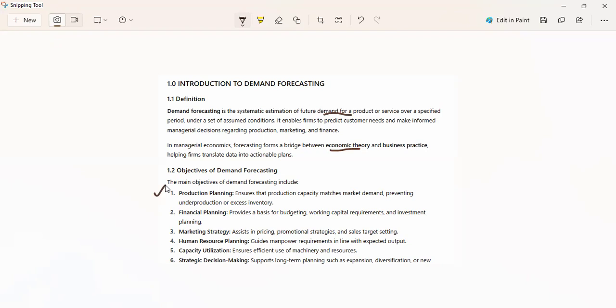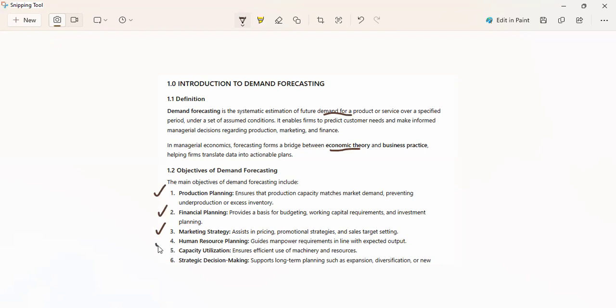So the objectives of demand forecasting are, number one, for production and planning, it ensures that production capacity matches the market demand and prevents under or overproduction. It is also used for financial planning. It provides a basis for budgeting, for working capital management, and investment planning. Demand forecasting also assists in pricing and promotion strategies and sales target setting.